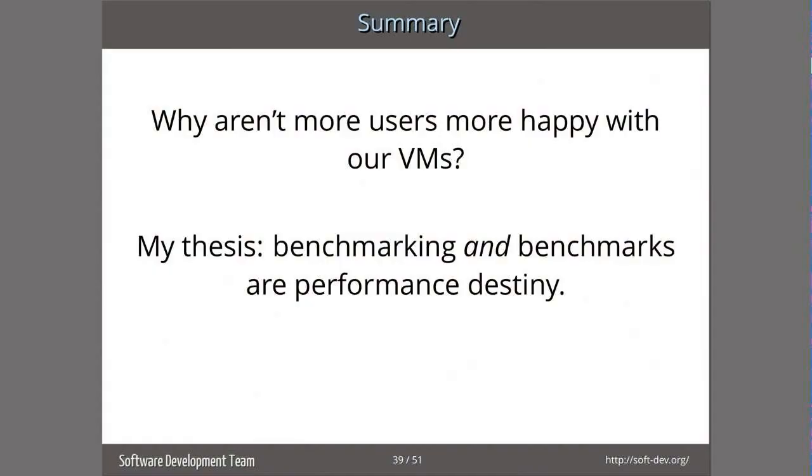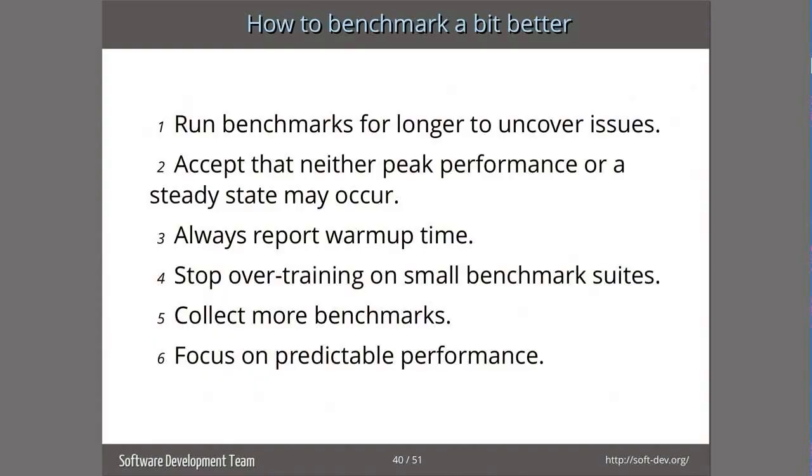So I posted this title at the beginning of the talk: why aren't more users happier with our VMs? My thesis, the belief that I've come to, is that for any compiler, but I think perhaps particularly so for VMs, the benchmarks that you have, the way that you go at benchmarking, determine your trajectory. They are your performance destiny. And I think ours have misled us. So I have some suggestions for what we can do to benchmark a little better.